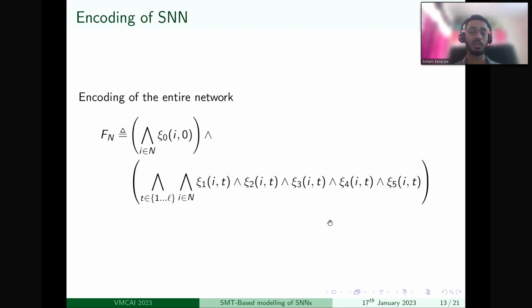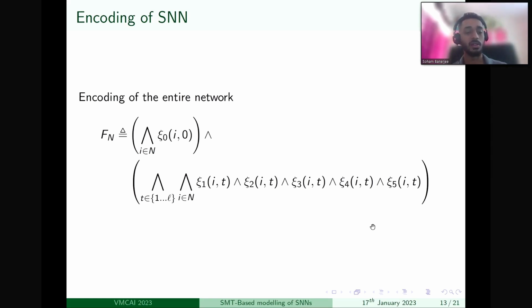So combining all of these properties, these 5 formulas for each neuron and each time step, we get the following encoding for the entire network, where the entire network is essentially, for all neurons, the initialization condition, and for each time step, each neuron, we have the next 5 properties that we discussed. So this giant conjunction is the entire encoding of the neural network.